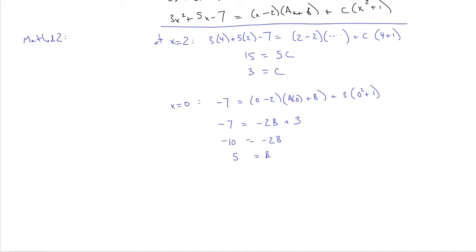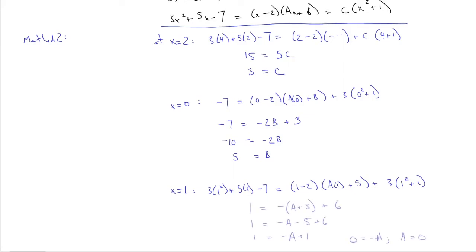So we may as well pick one where the arithmetic is easy to do. Let's look at what happens at x equals 1. On the left, you get 3 times 1 squared plus 5 times 1 minus 7. And on the right, you get this expression that I've written here after filling in that b is equal to 5 and c is equal to 3.